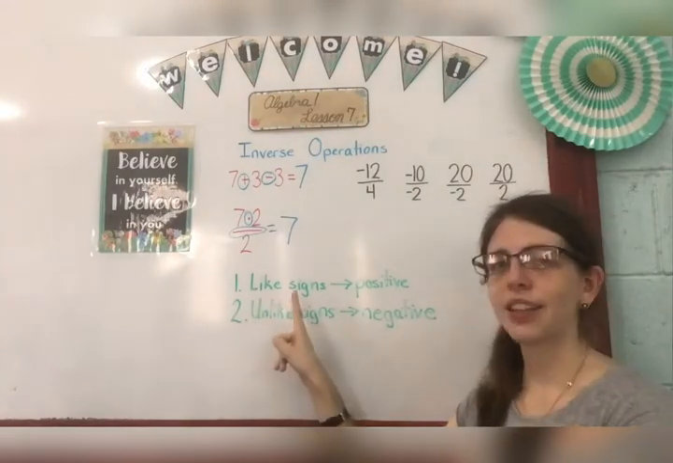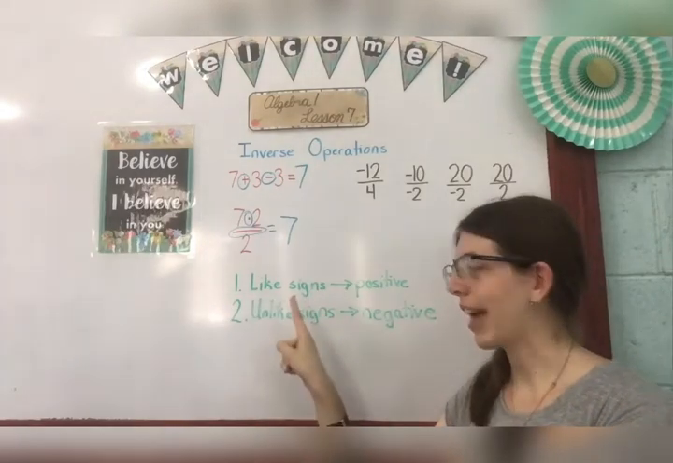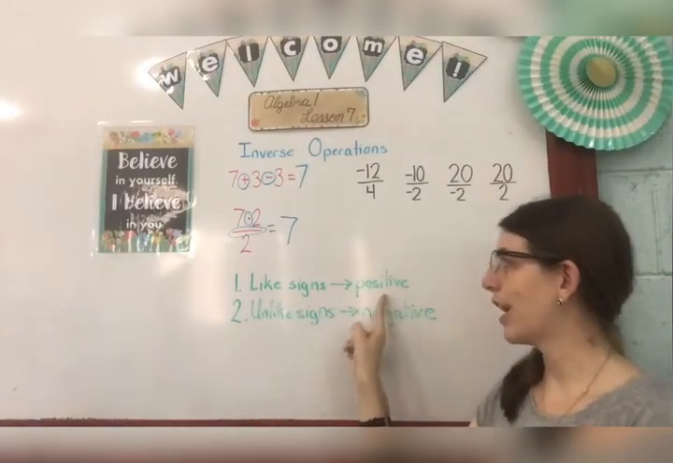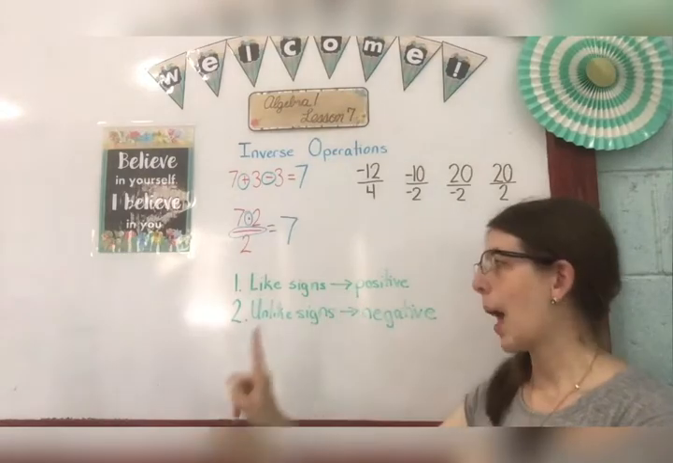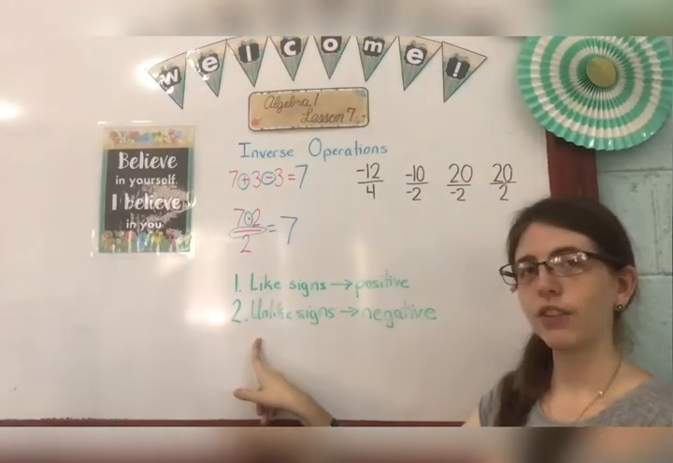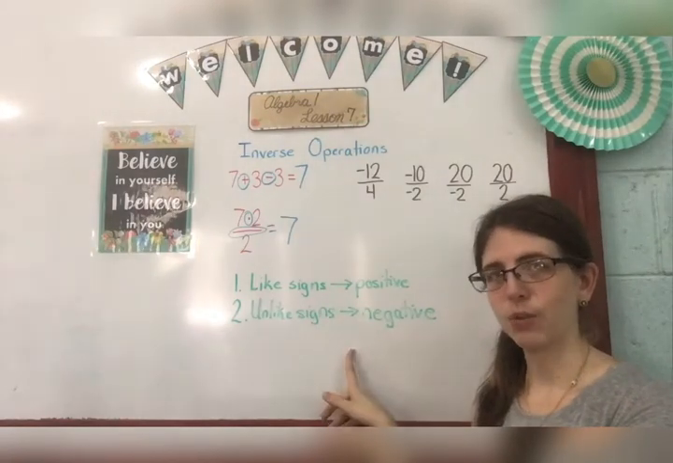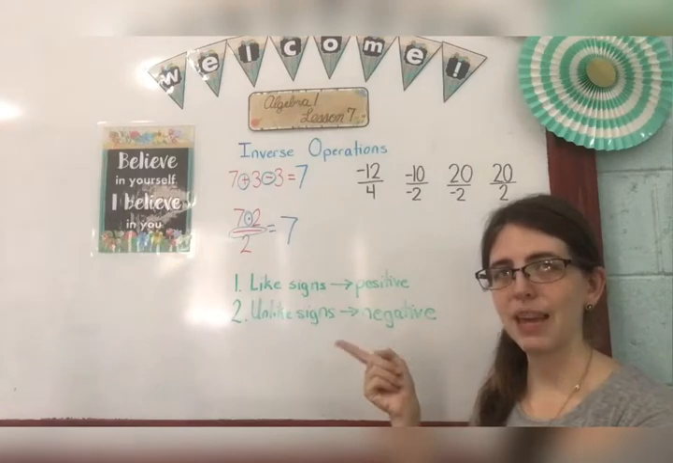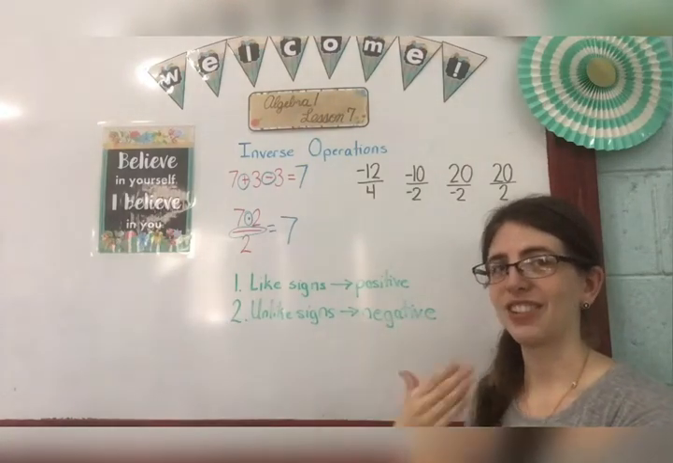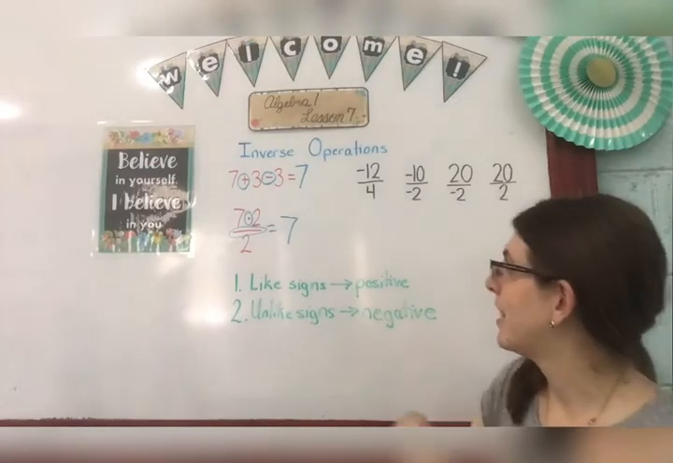But it comes down to this. When you have like signs with multiplying or dividing, doesn't matter. When your signs are alike, they're the same, your answer will be positive. But if you have unlike signs, a positive and a negative, and you're multiplying or dividing, your answer will be negative. So those are the two basic rules. If your signs are the same, positive answer. Signs are different, negative answer. Okay?